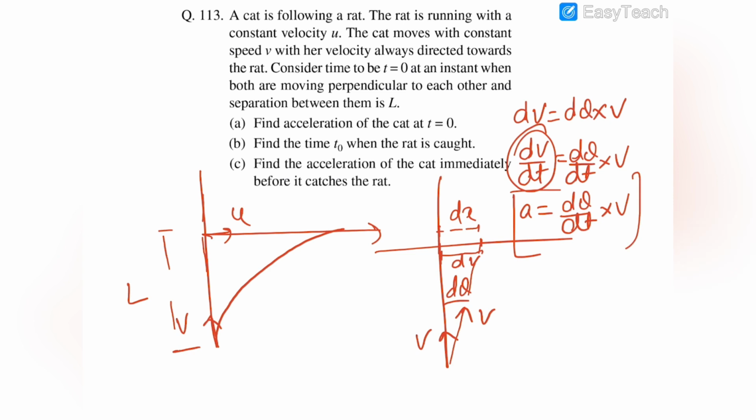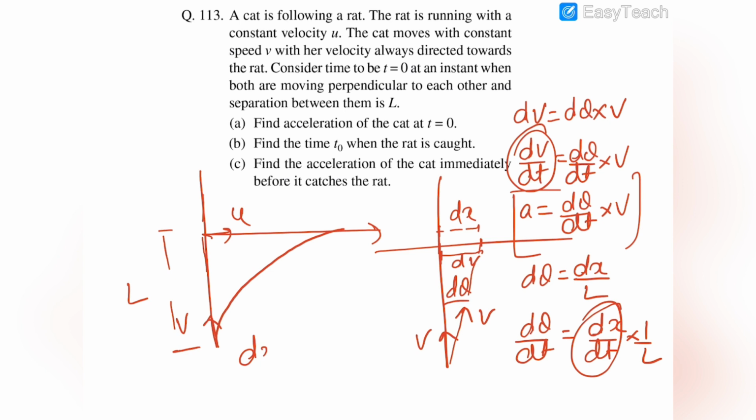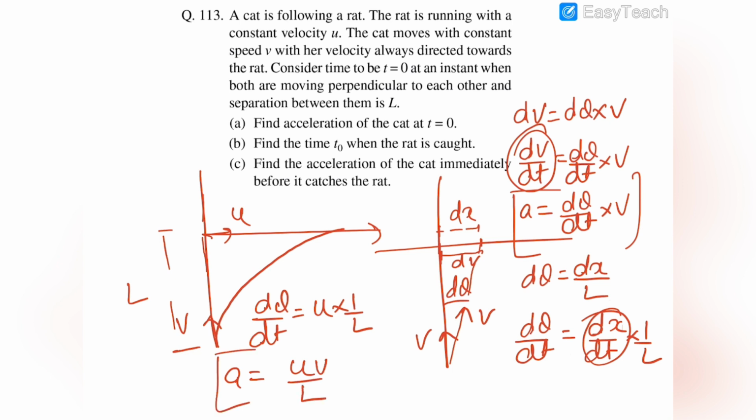Now you can say that this angle d theta is equal to arc upon radius, where the arc is dx and the radius is this length, which is L. So d theta by dt is equal to dx by dt into 1 by L. This dx by dt is equal to the velocity of the rat, so d theta by dt is equal to u into 1 by L. So the acceleration is equal to u v by L. This is the initial acceleration of the cat at t equal to 0.